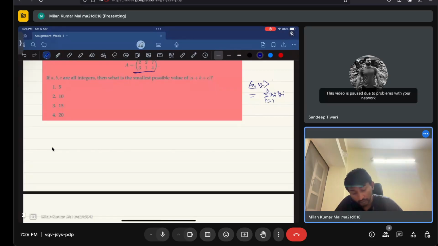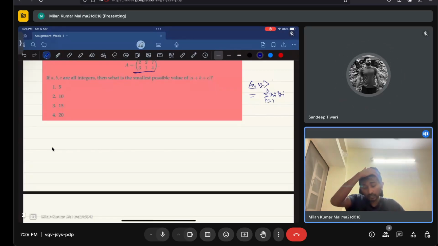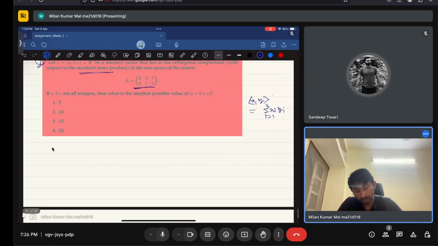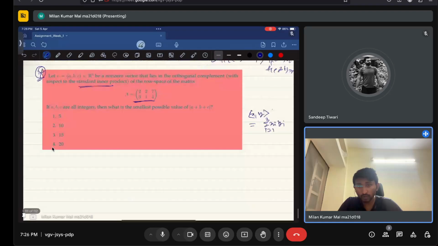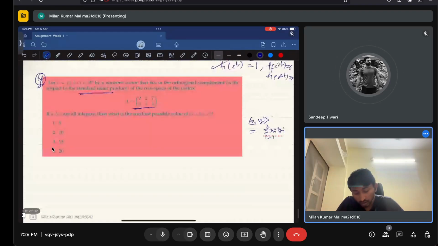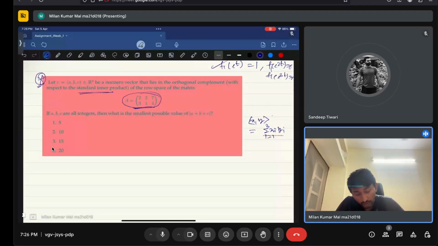So what it is saying is: let v = (a, b, c) be a non-zero vector that lies in the orthogonal complement of the row space of this matrix, that is, the space generated by these rows. What is the smallest possible value of |a|, |b| and |c|?